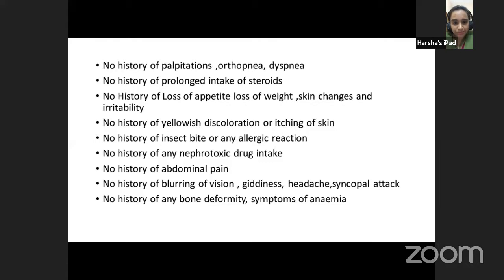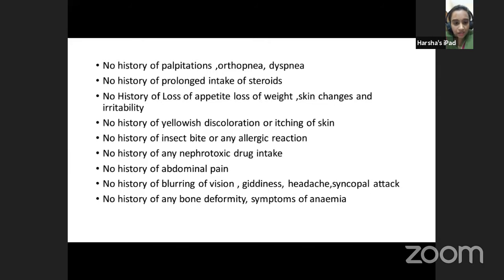So we'll come back to this prolonged history of steroids a little later. Okay, next one is loss of appetite, loss of weight, skin changes, irritability. Why did you ask that? Ma'am, this could be a kwashiorkor, ma'am. In kwashiorkor also there could be edema. So malnutrition, to rule out a malnutrition as a cause of edema. Correct. But with all this, I would like to also include their mental apathy, whether the child is dull. So if you can include that also in the same sentence, it would become very clear that you are hinting at kwashiorkor.